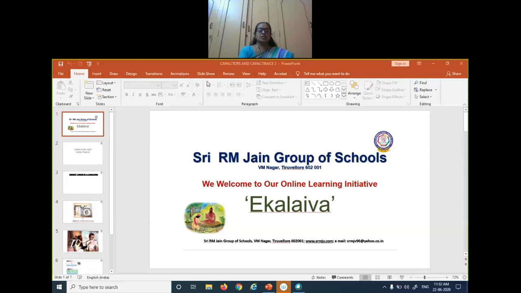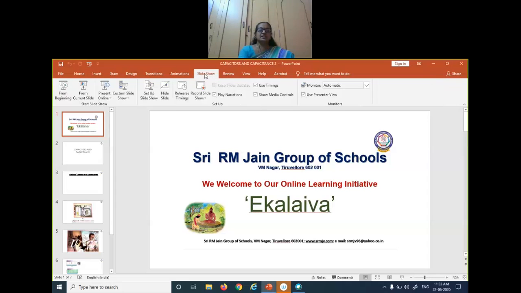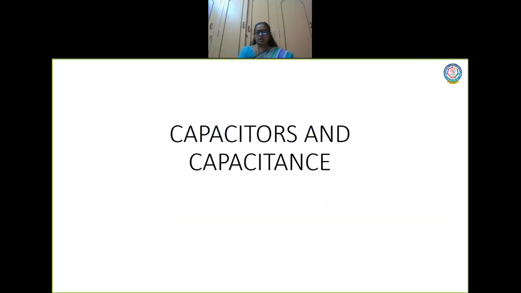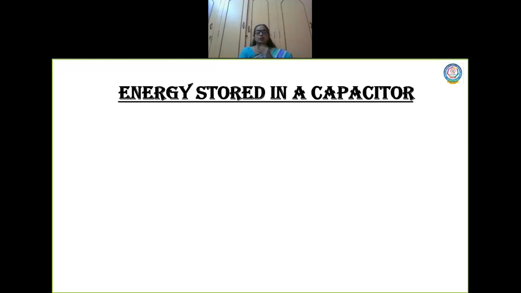To start with, let us begin with energy stored in a capacitor. A capacitor, as I said, is a device used to store charges. To store the charges, what has to be done? The charges have to be stored on a particular conductor, right? The work done to store the charges on a particular plate is stored as energy.